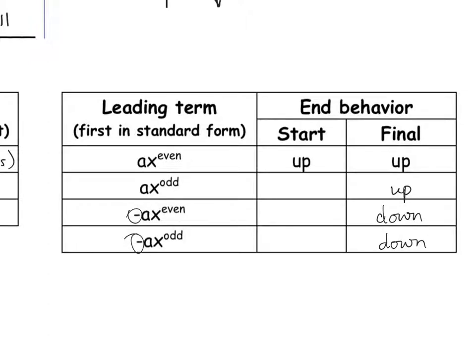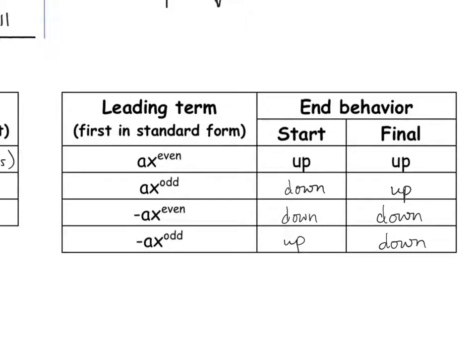If I have even multiplicity, so the first and the third one here both have even multiplicity, then my start and end arrows are the same direction, up and up or down and down. If I have odd multiplicity in my leading term, I'll explain that in a moment. If my end behavior is up, if my final direction is up, my starting direction is down. And if my final direction is down, my starting direction is up.